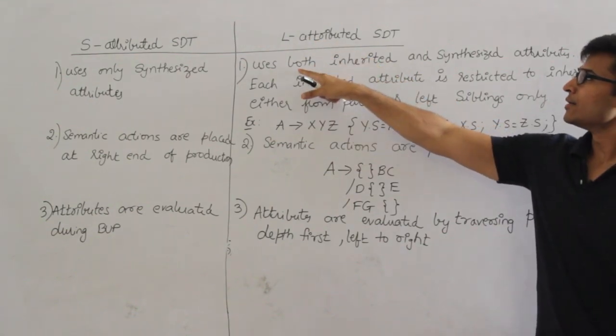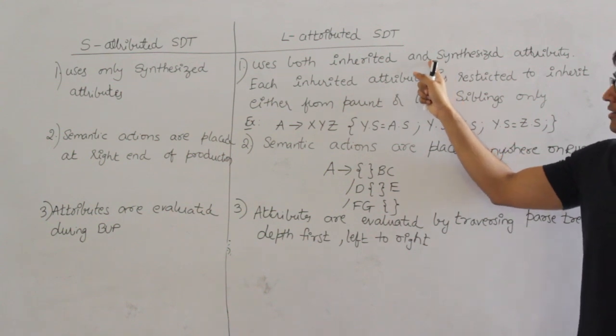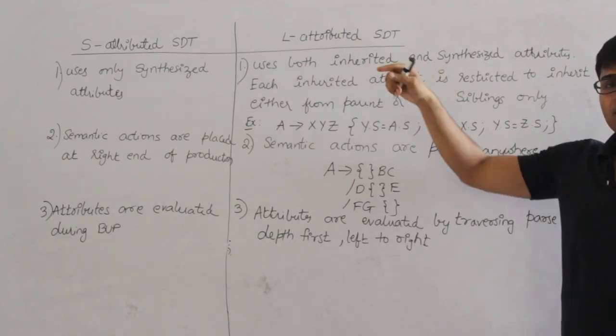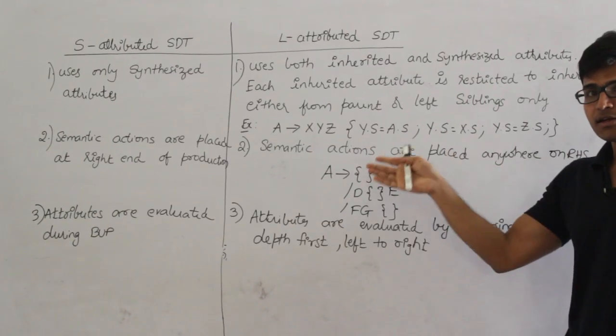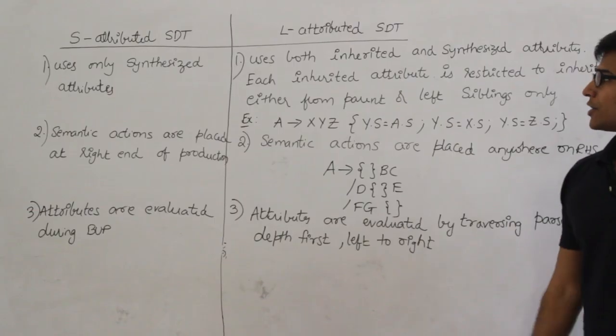See this, it is going to have both inherited as well as synthesized attributes, and in case of inheritance, you are not supposed to inherit from your right side, you are supposed to inherit from your left side only. That is why it is called L attributed definition.